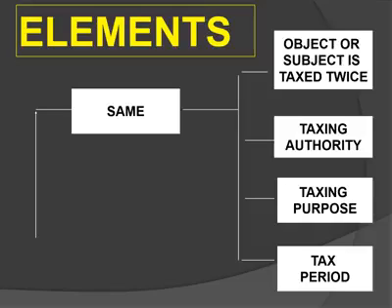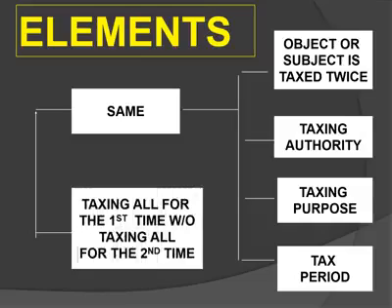Because there is no violation of the Equal Protection Clause and Uniformity Clause of the Constitution. In short, there is no discrimination, if all of them are going to be subject to the same tax by the same taxing authority, etc. What makes it violative of the Constitution is the second element. And what is the second element?